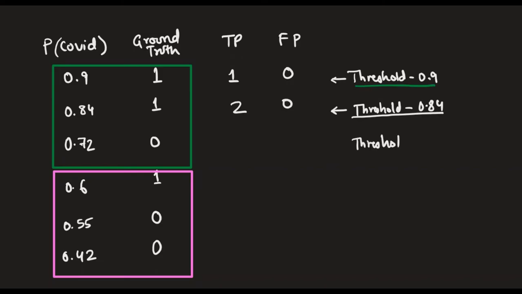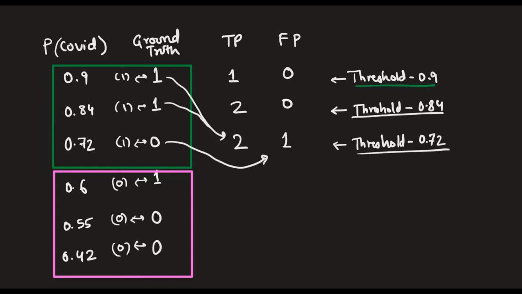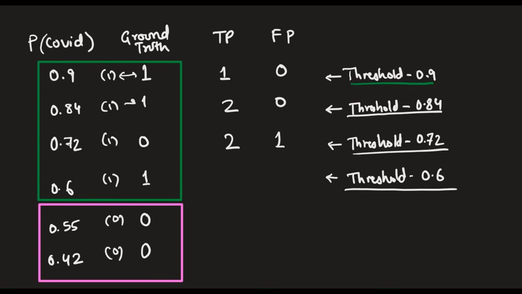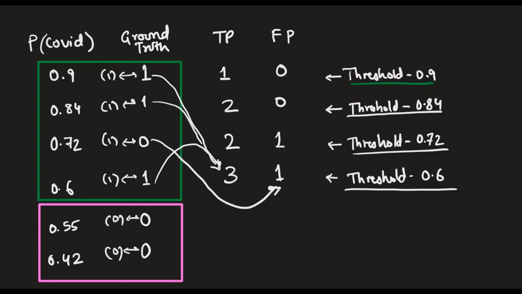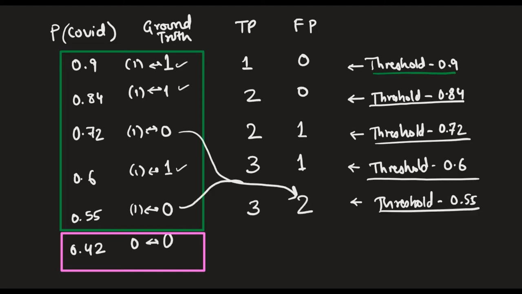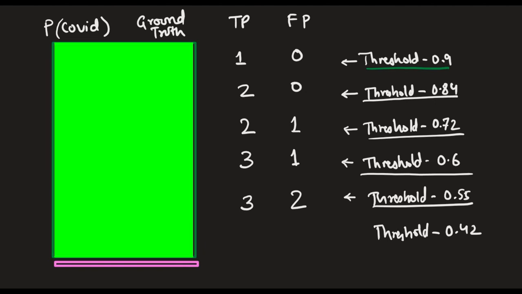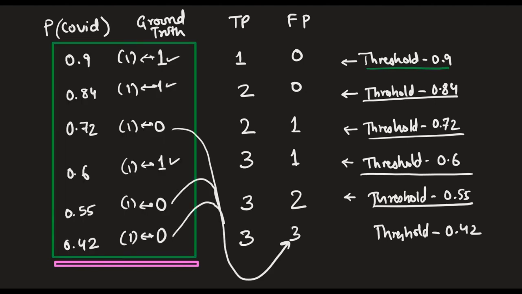Similarly, at threshold of 0.72, the top three images are predicted as label 1, the top two images being true positive, but the third image is false positive. False positive because the predicted label was 1, while the ground truth was 0. At the threshold of 0.6, the true positive is 3 and false positive is 1. At threshold of 0.55, top 5 images are predicted as 1 and the last image is predicted 0. Again, we find TP and FP. Similarly, at threshold 0.42, all images are labeled 1 and we find the TP and FP.